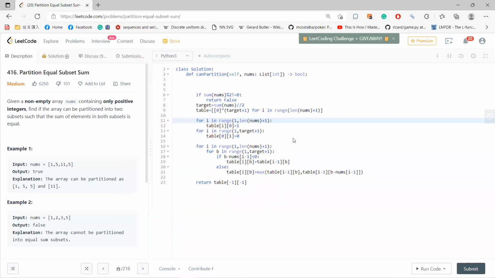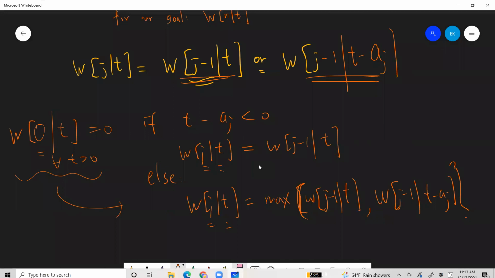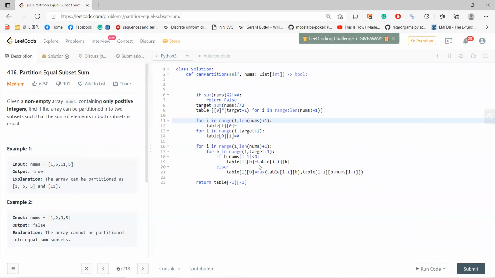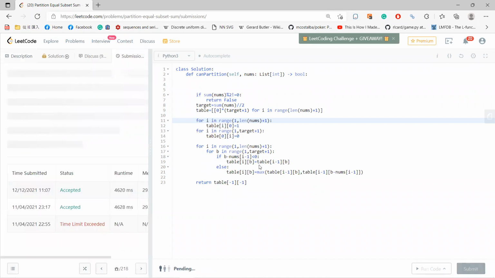Okay, so for i in range length of nums plus 1, for b in the range 1 to target, if b minus nums[i] is less than 0, I just use the previous part. And for the other case, just take the max. Then you return the final answer, which is the entry at minus 1, minus 1. You can use the final one, right? Okay, so this is very standard, and you can solve the problem.